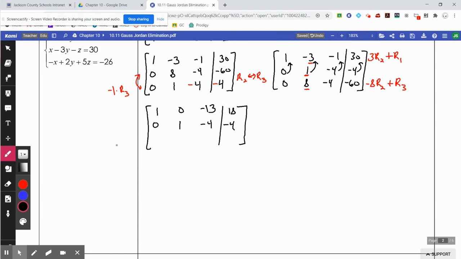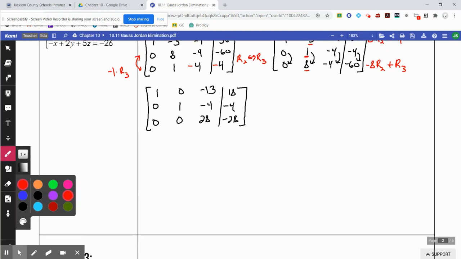Now in the exact same step, let's go ahead and erase these, and let's change our third row. So negative 8 times row 2, and we're adding it to row 3. So that'd be a 0. Negative 8 and 8 would be a 0. 32 and negative 4 would be a 28, and 32 and negative 60 would be a negative 28. So now we're done with our entire second column, and nearly done with the rest of it.